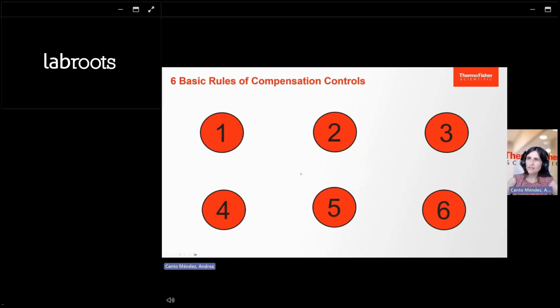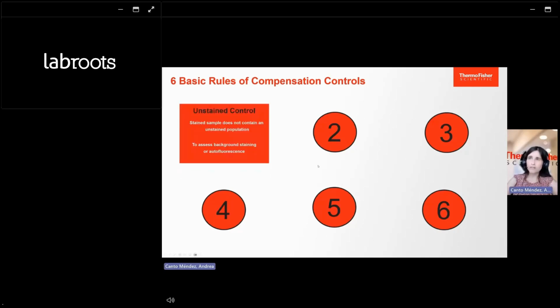Just to finish this presentation, I would like to share with you 6 basic rules of compensation controls to ensure your success in your next flow experiments. The first rule is to always have unstained controls, as your stained sample will never contain an unstained population, as your cells can interact with the antibodies in different ways. So if you want something that has not been stained, you need an unstained control. This will be essential to assess background autofluorescence.